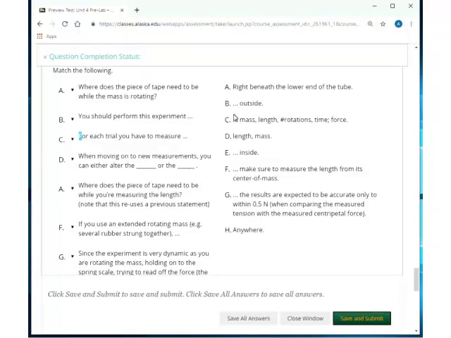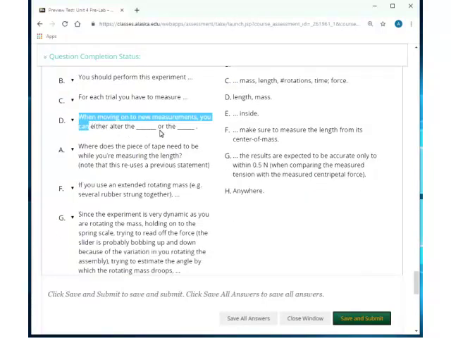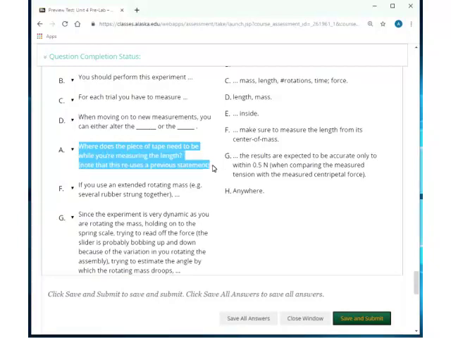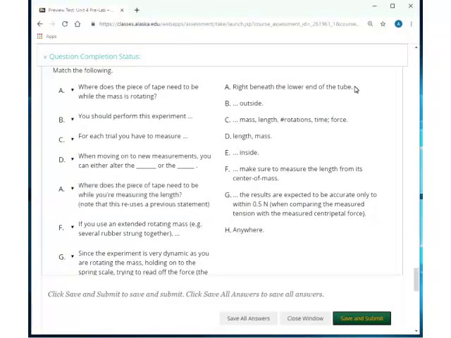For each trial, you have to measure mass, length, number of rotations, time, and force. It's quite a complex experiment. It also has a large error attached to it. You will find that out. When moving on to new measurements, you can either alter the length or the mass. Usually we have it all supplied. Where does the piece of tape need to be while you're measuring the length? And that's the same answer here, right beneath the lower end of the tube.